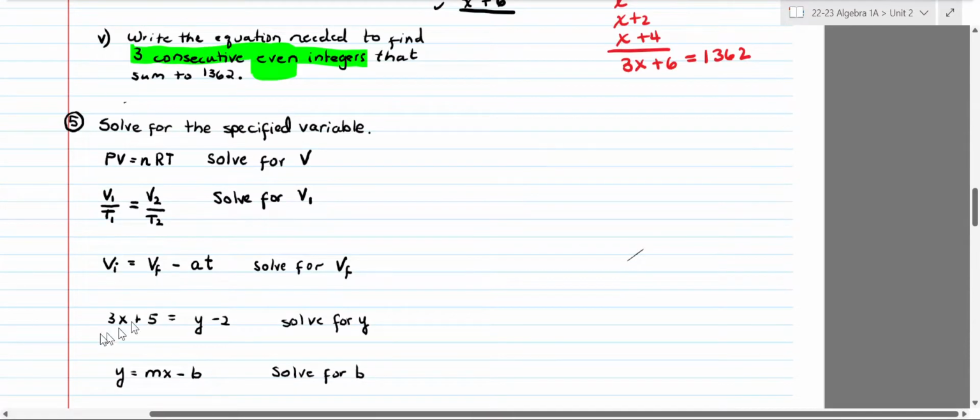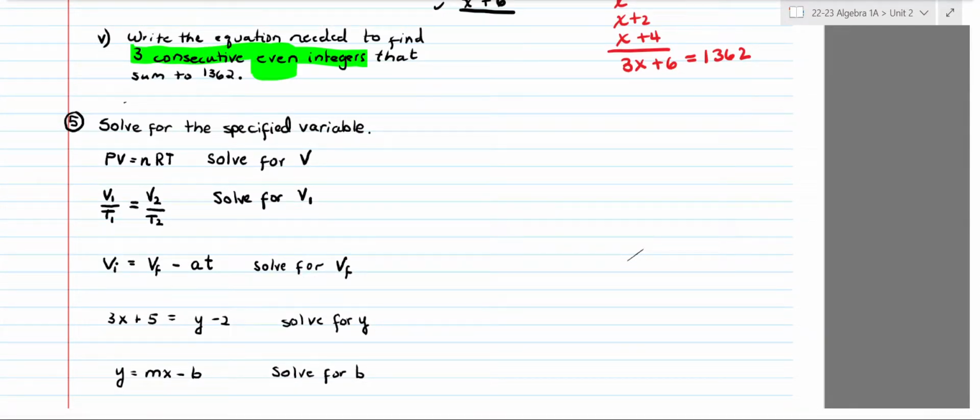Okay, literal equation, solve for the specific variable in PV equals nRT. That's the first one. So we have PV equals nRT, right? We're solving for V. So this is the variable of interest. So that means V stays, and we have to get rid of P. Since it's being multiplied, we're going to divide it out. And we have to also do the same on the right. There you go. So now we're left with V equals nRT divided by P.